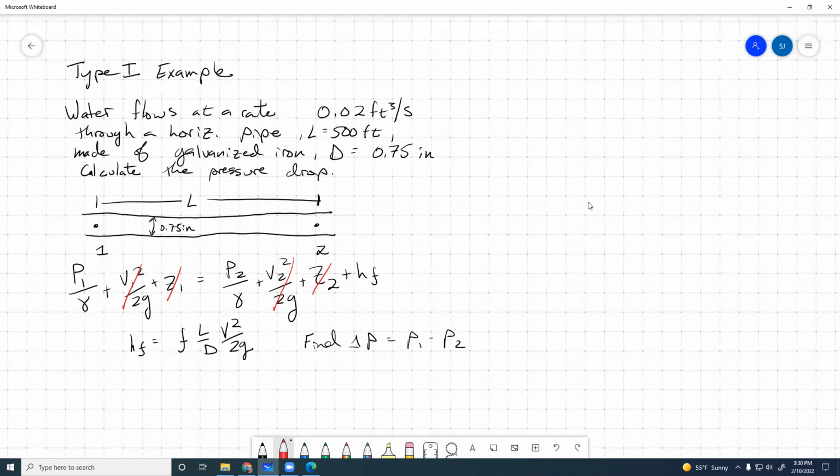That was nice. And we end up with P1 minus P2 if we bring those over, right? So let's say P1, let's do it in black, is equal to our major losses, which I'll just write out: f L over D, V squared over 2g. We'll bring that gamma over here, and then we got our delta P, right?